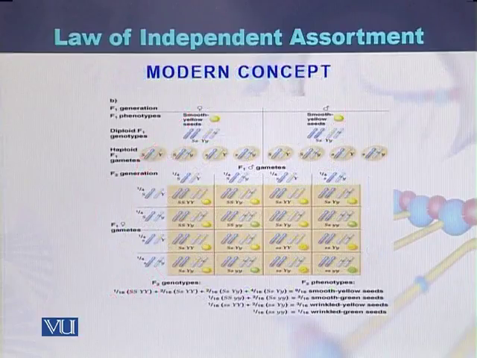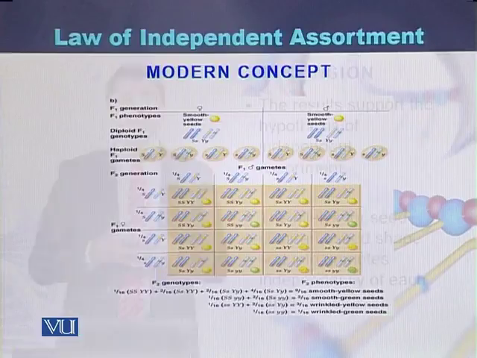If we see according to the modern concept, it is exactly like this: genes for different traits are present on different chromosomes, and the chromosomes separate from each other independently. If there is a linkage, then the genes controlling different traits will be inherited as a unit; otherwise they will separate from each other independently.